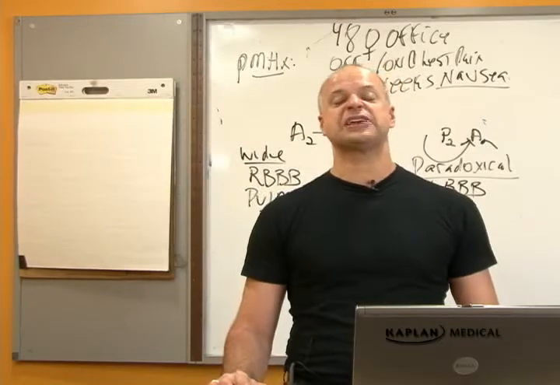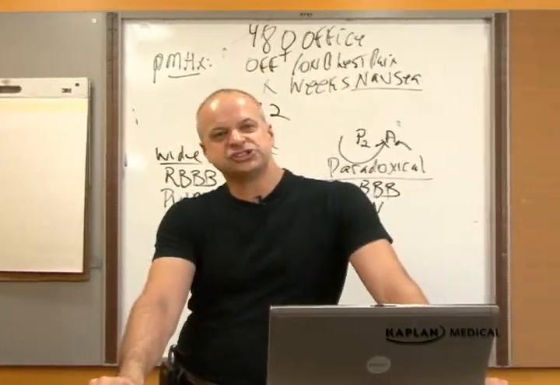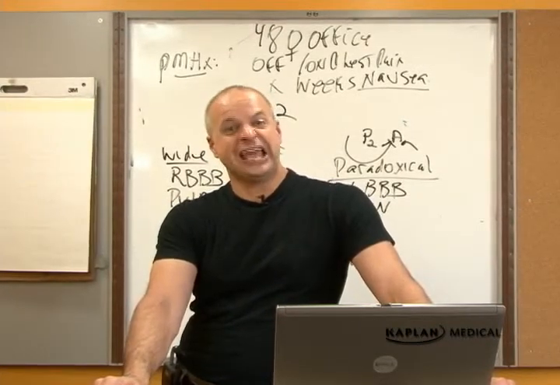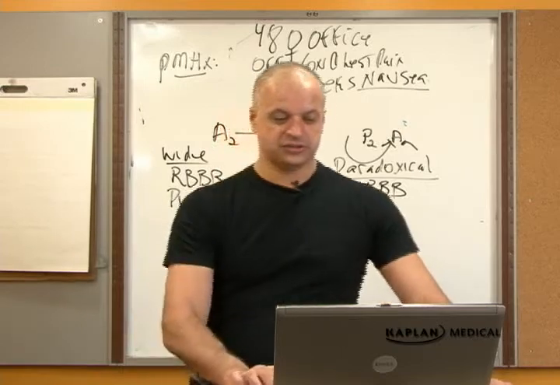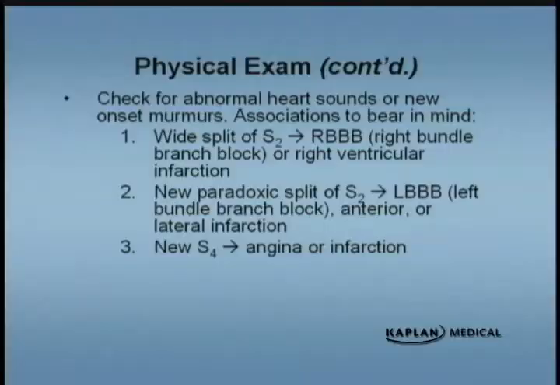What's the only thing that gives you a fixed split of S2? A fixed split of S2 is atrial septal defect. Now, paradoxical split, wide split, S4 gallop.